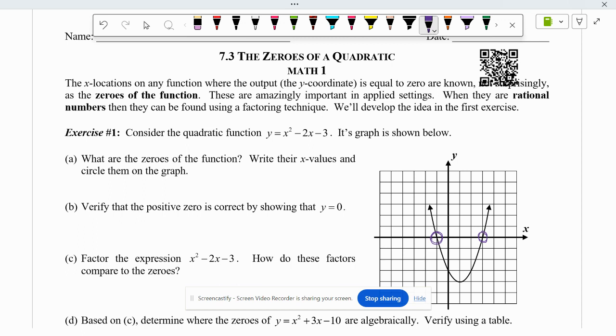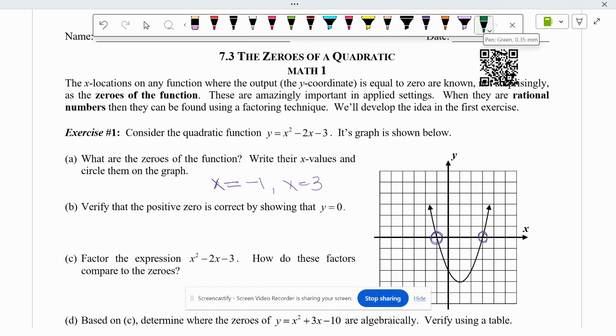It says write their x values down. Well, what are those two x values where I cross the axes? Yeah, x equals -1 and x equals 3. Verify the positive 0 is correct by showing that it makes y equals 0. That's what that's saying. So I'm going to take my function right here.